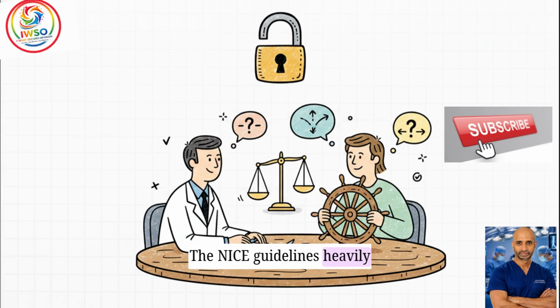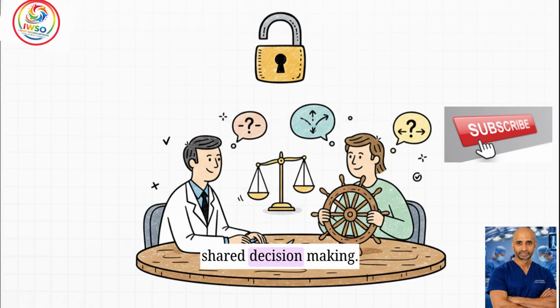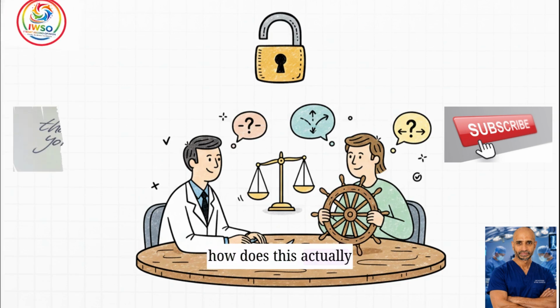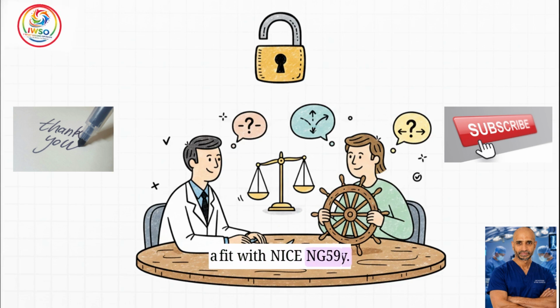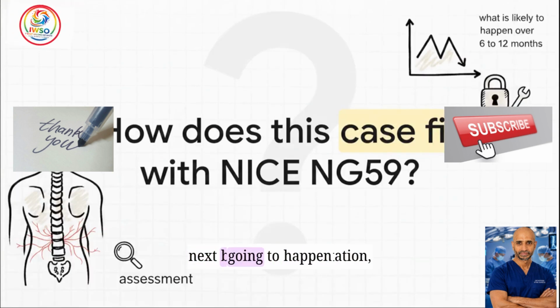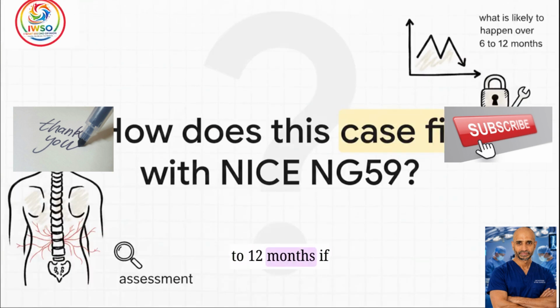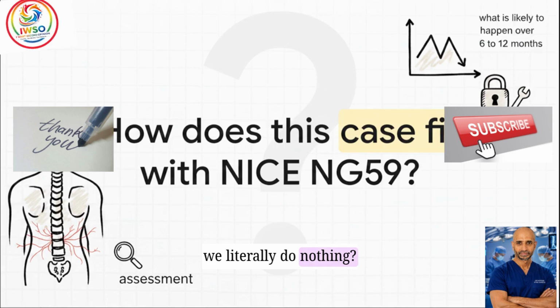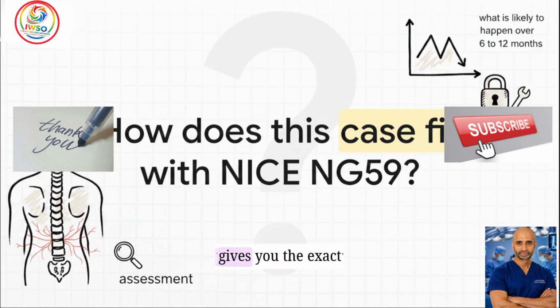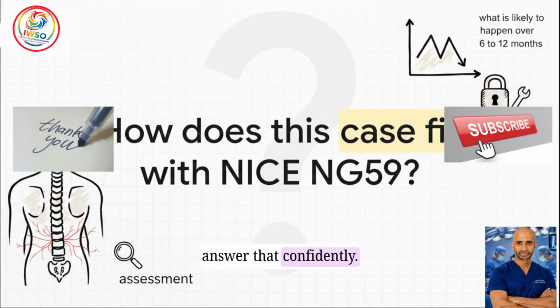The NICE guidelines heavily emphasize shared decision making. You want to empower your patient to look ahead using simple language. Ask yourself and your patient, how does this actually fit with NICE NG59, and what is likely going to happen over the next 6 to 12 months if we literally do nothing? This locked workstation model gives you the exact clarity you need to answer that confidently.